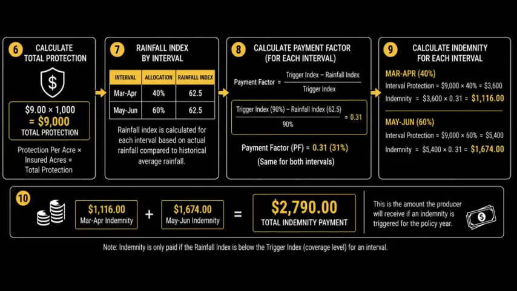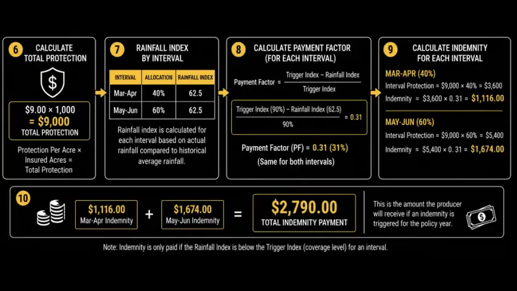First, let's look at March through April. 40% of the $9,000 total protection was allocated to this interval. $9,000 multiplied by 40% gives us $3,600 of interval protection. We then multiply the $3,600 by the payment factor of 0.31. That gives us a March-April indemnity of approximately $1,116. Next is the May-June interval.